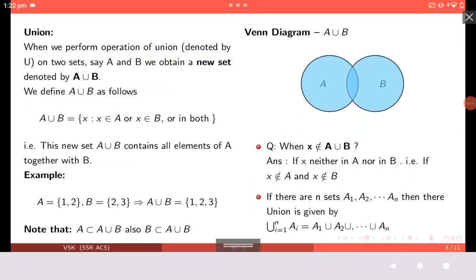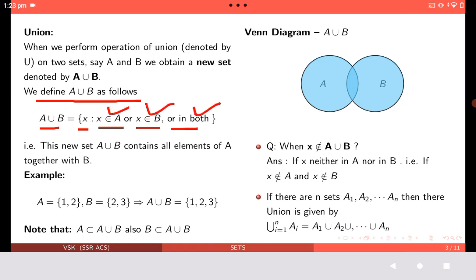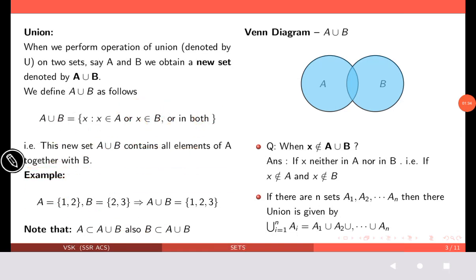Now we define this new set A union B as follows. What is the definition? A union B contains all x such that x is in A or x is in B or in both. So it contains all elements which are either in A or in B or in both. That is, this new set A union B contains all elements of A together with B. Let us see this with the Venn diagram. This is set A, this is set B, and A union B is this whole set including both set A and set B.